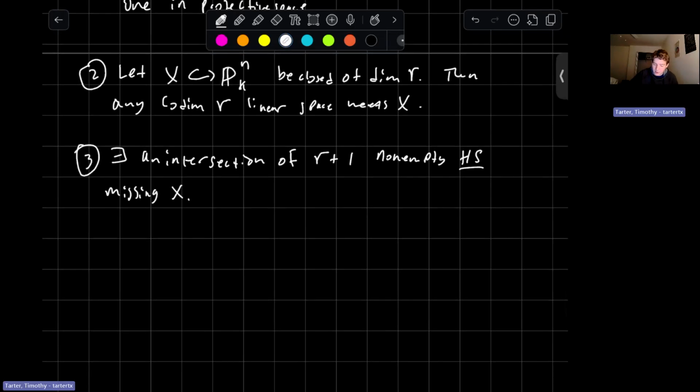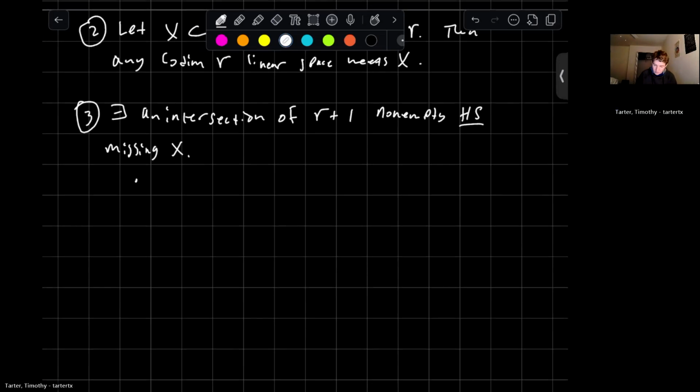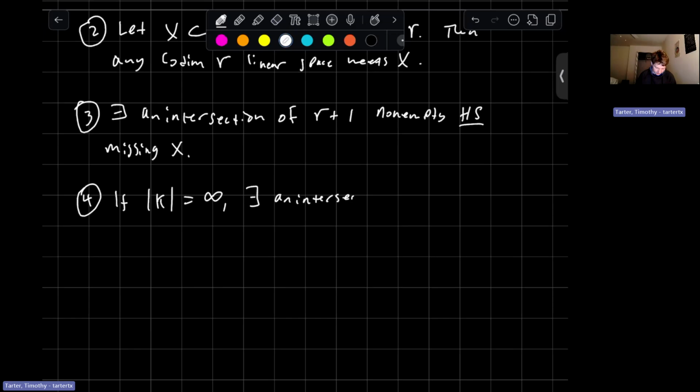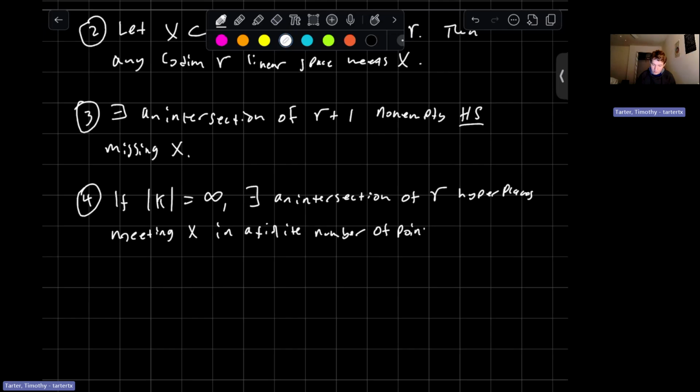So the key step is there's a hypersurface of sufficiently high degree that doesn't contain any generic point of X. If K is infinite, show that there's a codimension R plus 1 linear subspace missing X. And then if K is infinite, there exists an intersection of R hyperplanes meeting X in a finite number of points.